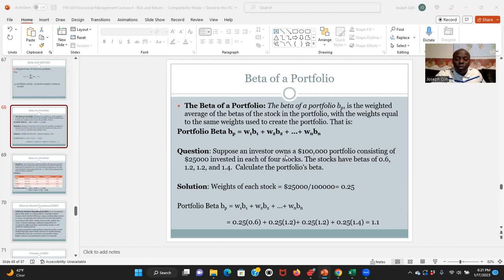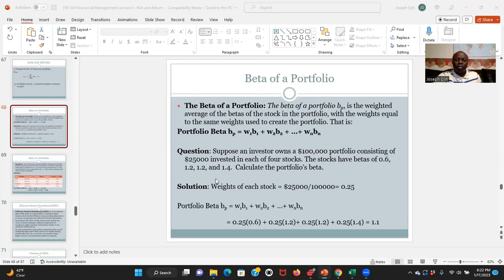Let's try one simple example. Suppose that an investor owns a $100,000 portfolio consisting of $25,000 invested in each of 4 stocks. Say the stocks have betas of 0.6, 1.2, 1.2, and 1.4. Calculate the portfolio's beta. First of all, $25,000 is invested in each stock, and there are 4 stocks, making it $100,000.